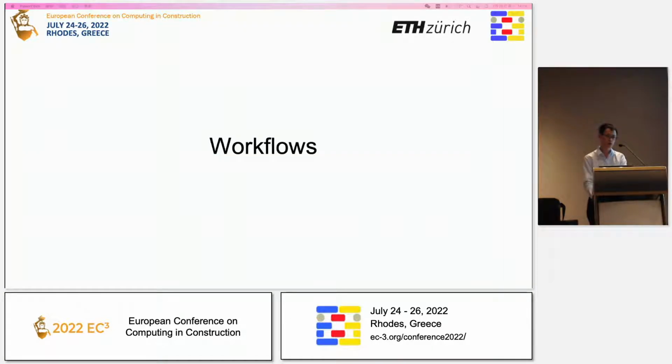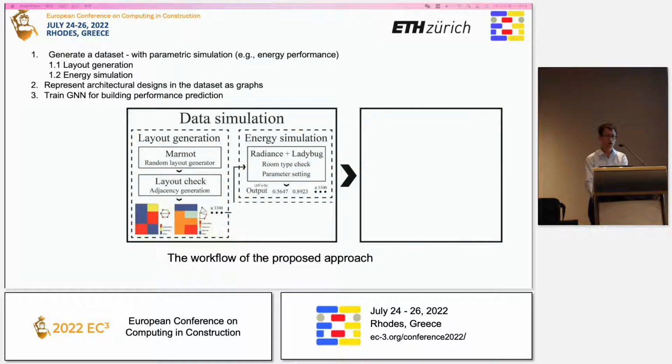So let's look at the workflows. The workflow consists of 3 major steps. First, we are going to generate thousands of floor layouts, and then we are going to use a simulation tool to calculate the energy consumption, the heating and cooling load for each design in our dataset.